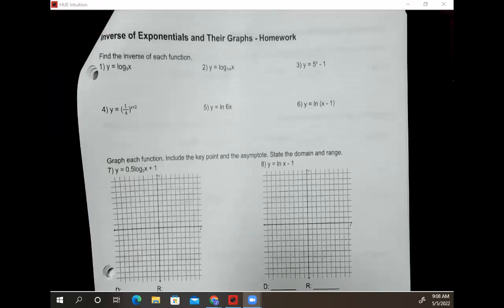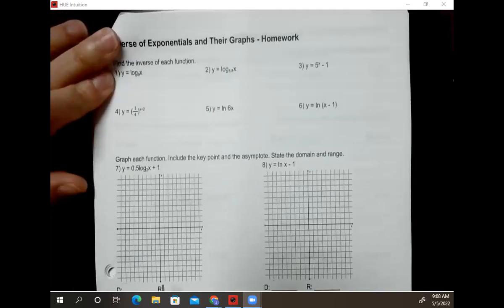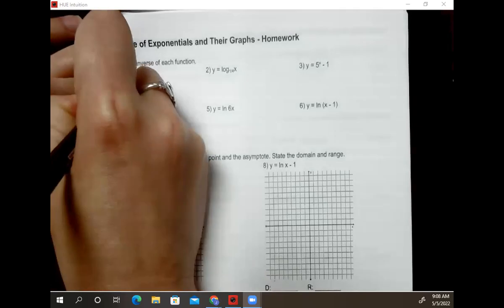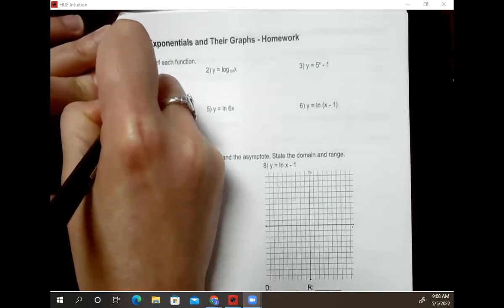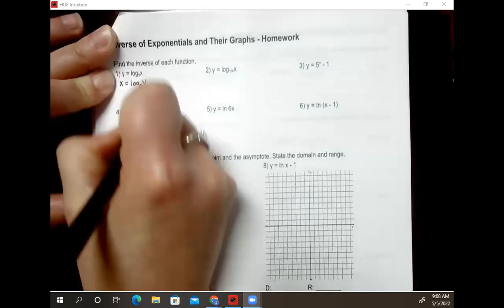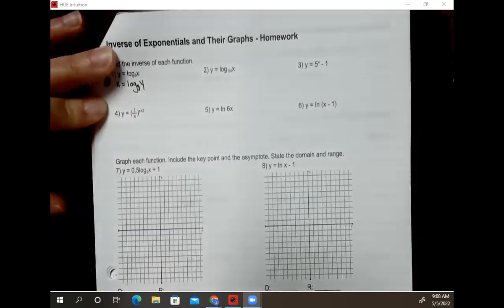When we're finding the inverse, we're going to start by swapping x and y. The notes that you watched over this looked at just finding the inverse of logs or inverse of exponentials, but we did some work earlier on finding the inverse for any type of function, and we know it always starts by swapping x and y. So that's where I'm going to start with number one. I'm going to swap x and y. So x equals log base 9 of y.